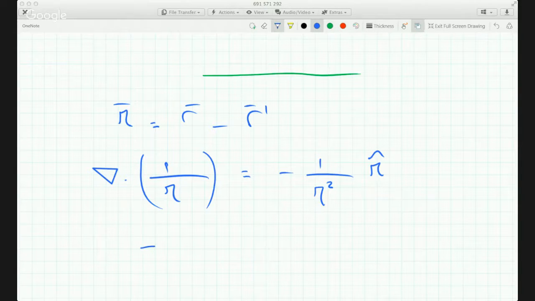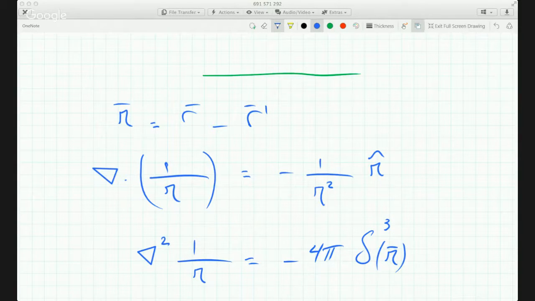So now, if I were to do the Laplacian of this, if I were to repeat this one more time, you're going to get minus 4 pi times the Dirac delta function of the separation vector. So at 0, the answer will be minus 4 pi because this guy blows up. But anywhere other than 0, the answer will be 0.